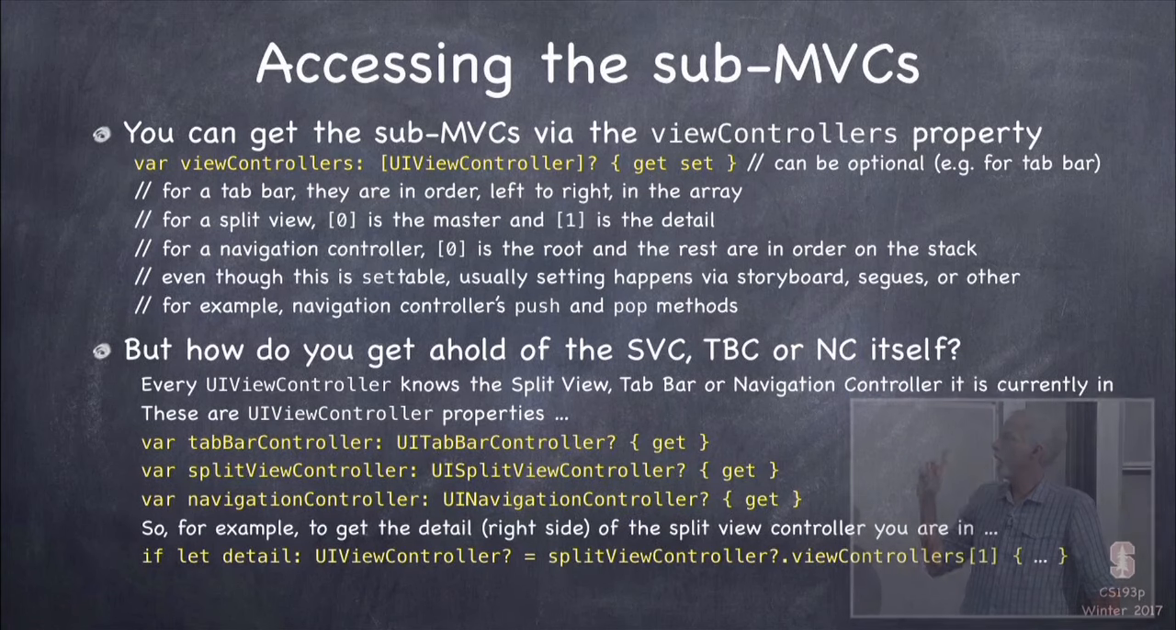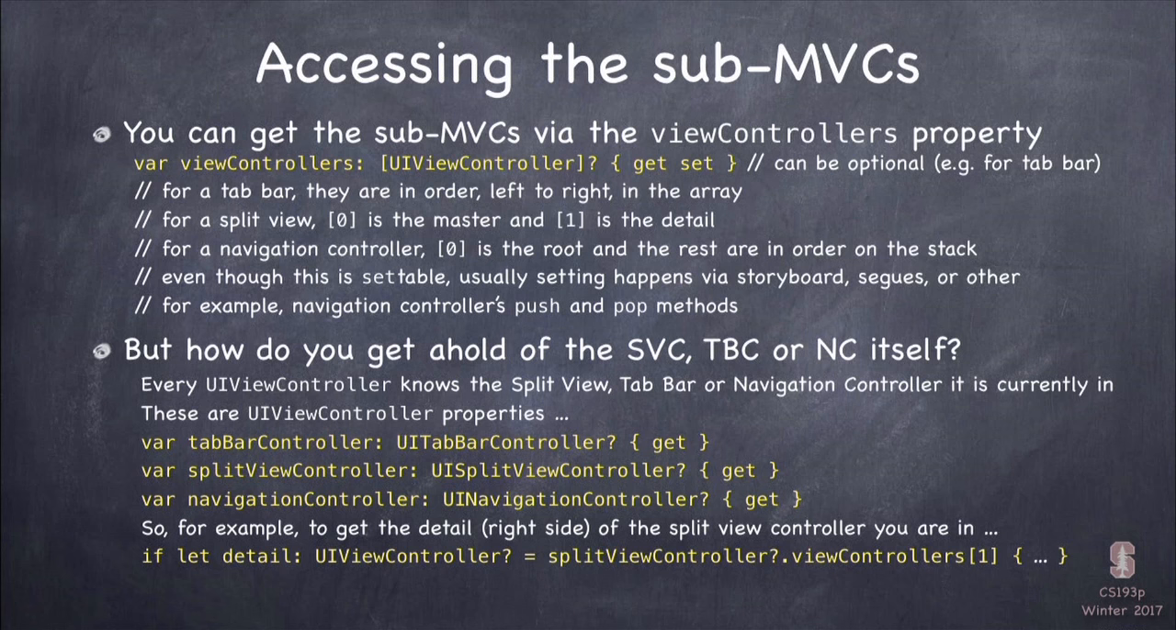Now, it's great to have this var view controllers, but how do you get the split view controller or the tab bar controller if you're in one? If I'm the all settings MVC, or one of the health data ones that we saw on the tab bar, how do I get the navigation controller I'm in, or the split view I'm in, or the tab bar I'm in?